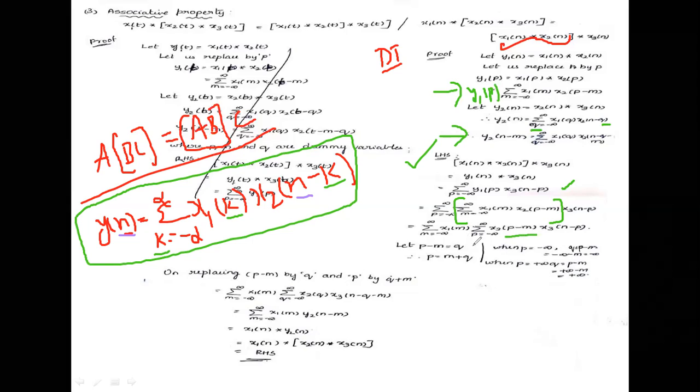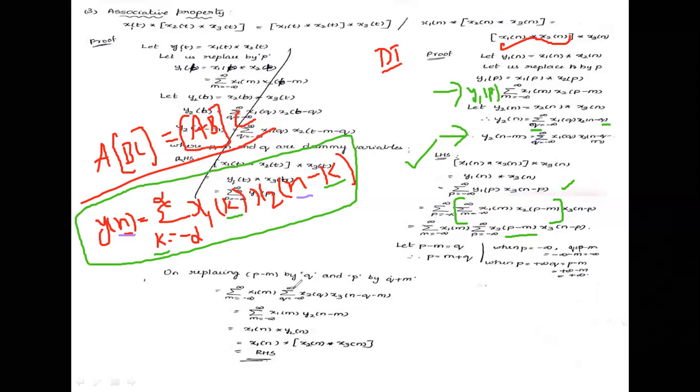Okay, let's assume p minus m is equal to q, so p is equal to m plus q. So the limits, the p values, I'm changing to q. When p is equal to minus infinity, q is equal to minus infinity. When p is equal to plus infinity, q is also plus infinity. There is no change in the limits. So the sum over m from minus infinity to infinity of x1 of m, and the sum over p now changes to q.